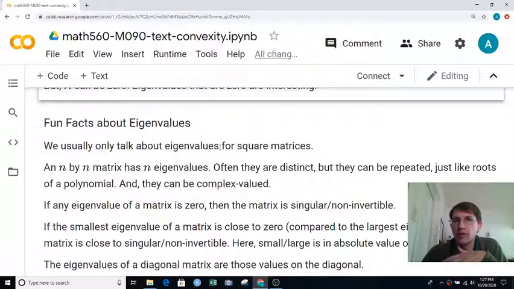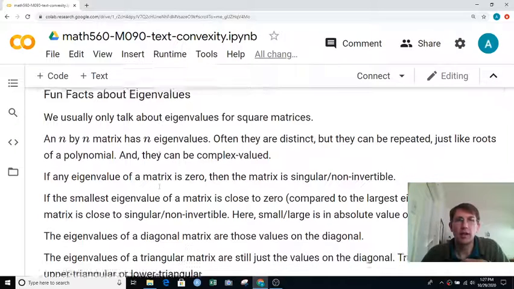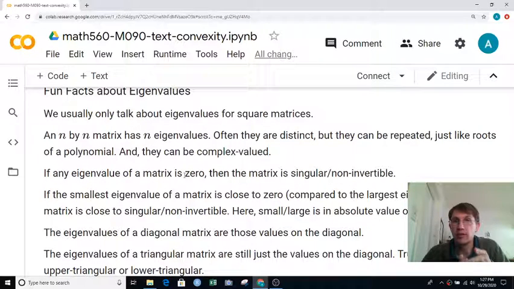We usually only do eigenvalues and eigenvectors for square matrices. There might be a generalization for rectangular, but we won't worry about it. If you have an n by n matrix, it will have n eigenvalues. They might be repeated, just like the roots of a polynomial. In fact, eigenvalues are related to roots of the characteristic polynomial of a matrix. And eigenvalues can be complex valued. If any eigenvalue is 0, then the matrix is singular or non-invertible.